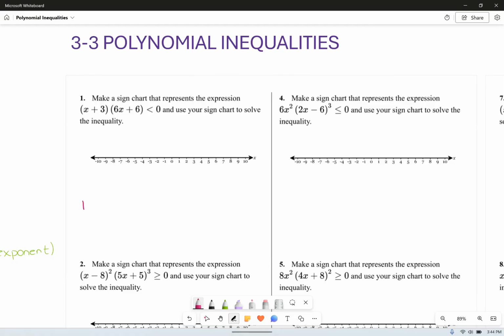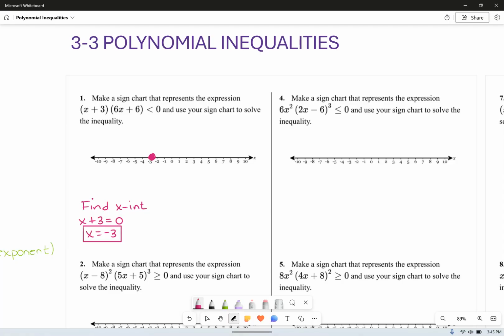So let's find the x-intercepts. I'm writing a little bit lower than my graph, my number line here, because eventually we're going to draw on that number line. Take your factors, so in this case x plus 3, and set it equal to 0 and solve. So I'm going to subtract 3 on both sides. Here is my very first x-intercept. I'm going to go over here on the x-axis and plot my first x-intercept.